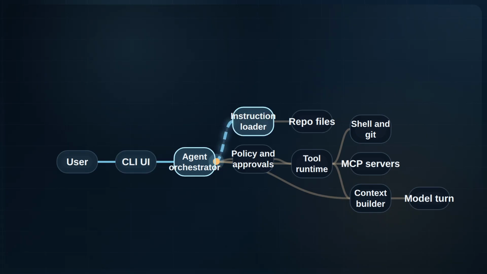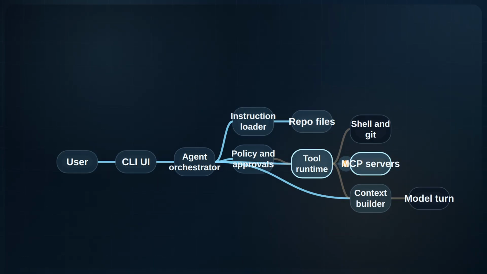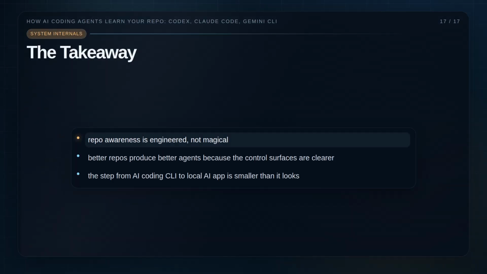This is the mental model I would keep after the video. The user talks to a CLI, but the real system is an orchestrator that loads instructions, assembles context, applies policy, and routes tool calls. The repository participates through instruction files, scripts, and local artifacts. MCP expands the capability surface. The model sits inside that loop rather than above it. This is also the bridge to your broader architecture interest. Once a coding CLI already has instruction loading, context assembly, tool mediation, and policy, it has most of the same control plane patterns a broader local AI application needs.